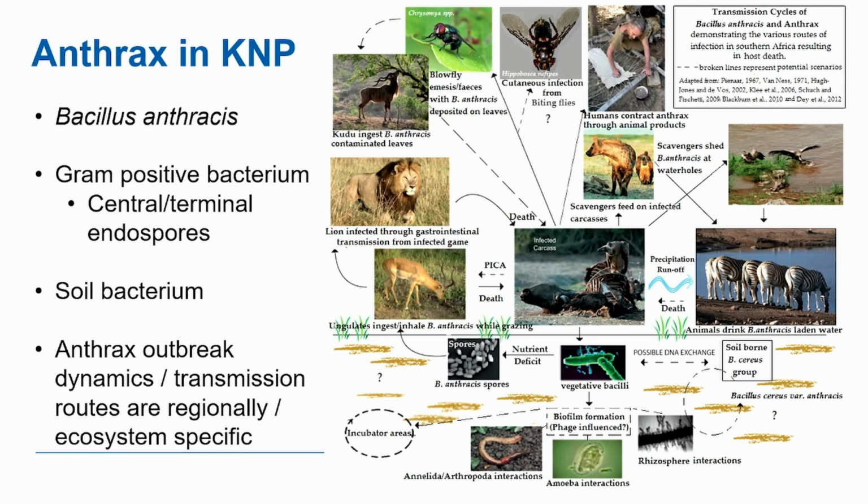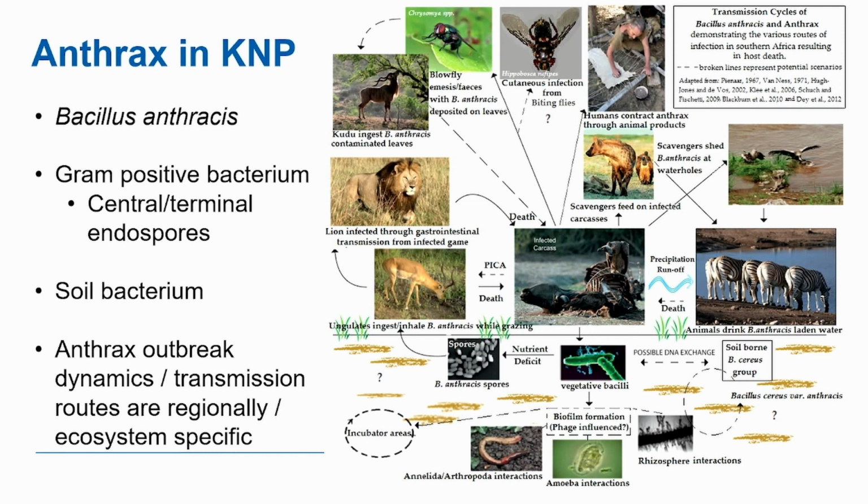Then in Kruger, the main susceptible host was always kudu, up until 1990. And then we saw impala also becoming quite an affected host. But with kudu, the blowfly plays an important role. So the infected carcass is opened, blowflies feed on it, they regurgitate the meal containing infected blood meal on leaves, and especially, anthrax occurs in the northern part of Kruger, where there are a lot of mopane trees, and then the kudu feeds on it and dies.